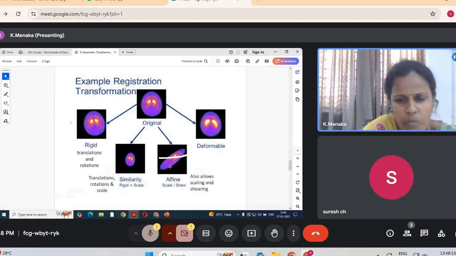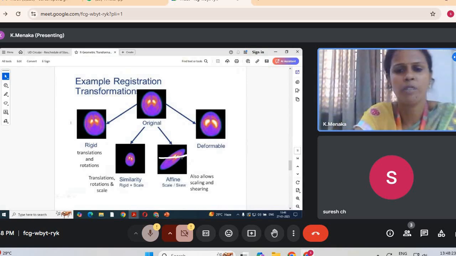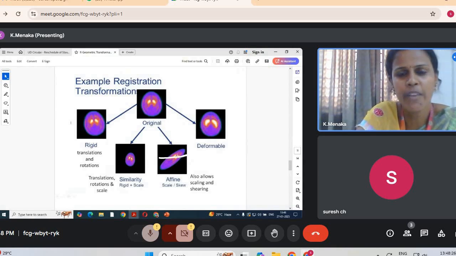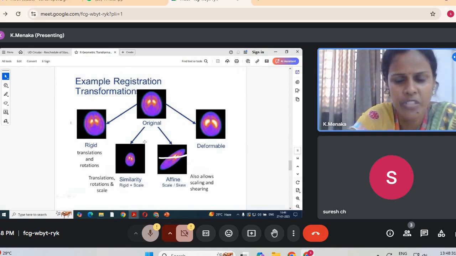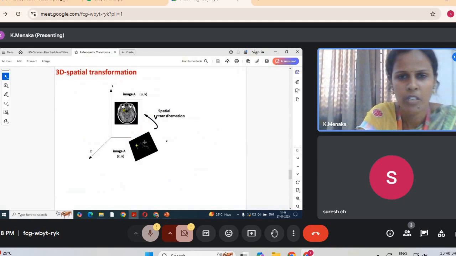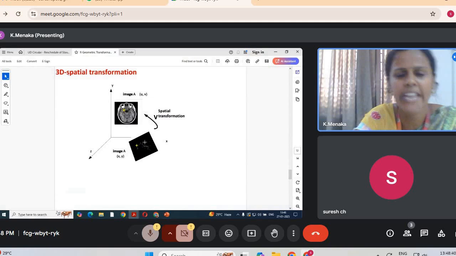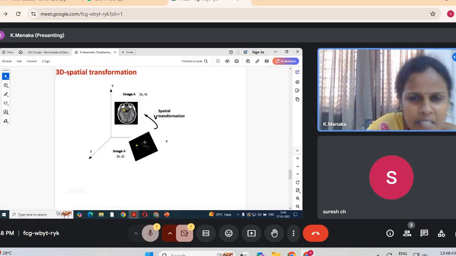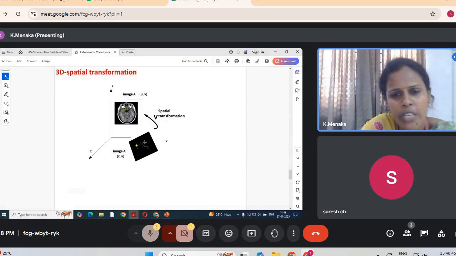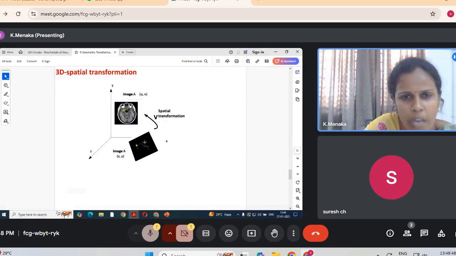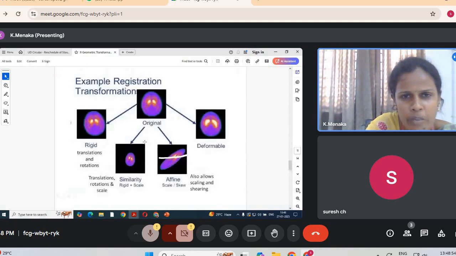Through the affine transformation, we can clearly identify the deformable part. So these geometric transformations play a major role in identifying the deformable part, especially in image registration applications. This is a 3D spatial transformation. X, Y indicates 2D, whereas 3D means we have to project the 2D coordinates into 3D, that is X, Y and Z. So that's all about geometric transformation.